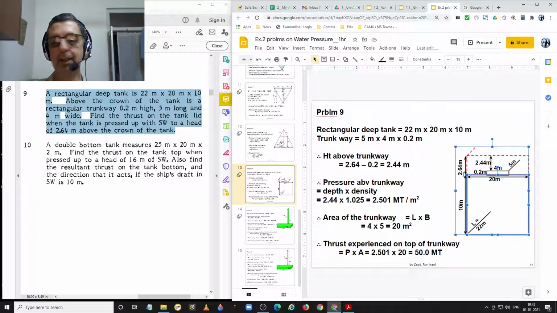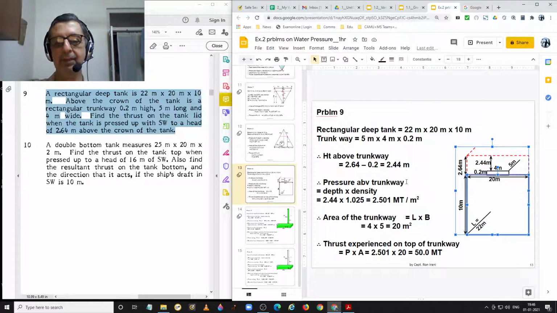Now, when this is mentioned to us, it is as if there is an imaginary tank that is placed on top of this existing tank. The height of this imaginary tank is 2.64 meters and it is also filled with the same liquid, in this case salt water. So because of this head of water in the tank, we have to find the pressure and thrust on top of the trunkway, which is 2.44 meters in height. 2.64 meters is the height of this imaginary tank from the crown of the main tank.